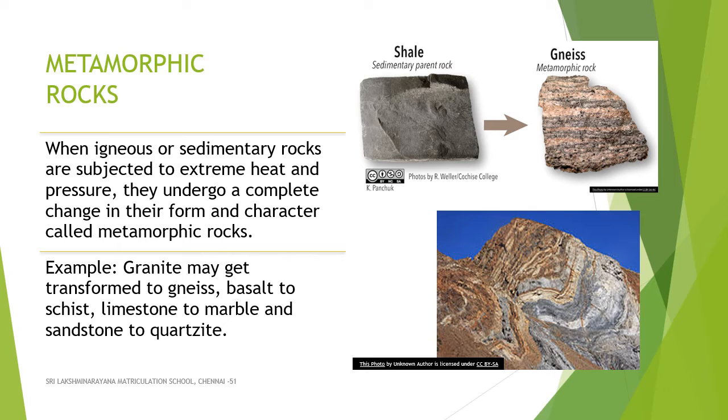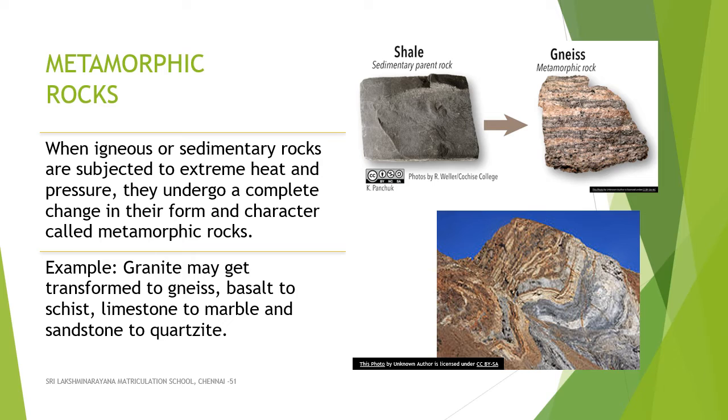Next comes the metamorphic rocks. The term metamorphic is derived from the word metamorphosis, which means change of form. When igneous or sedimentary rocks are subjected to extreme heat and pressure, they undergo a complete change in their form and character. That is, over a course of millions of years, a granite or a shale, a sedimentary rock, gets transformed into a metamorphic rock called gneiss. You have an example in this picture.